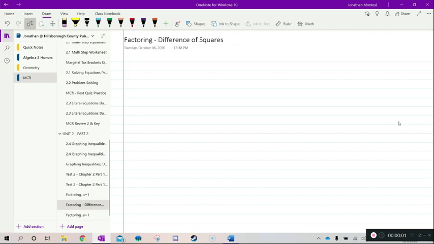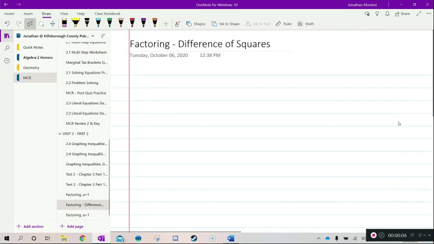All right, next part of factoring is difference of squares. Let me draw some on here. Let's start with a basic one. X squared minus 36 equals 0. Now, this is solving by factoring, but factoring is just the part you do before you solve it.